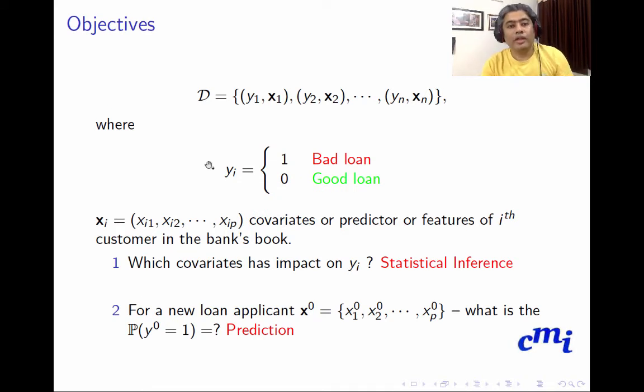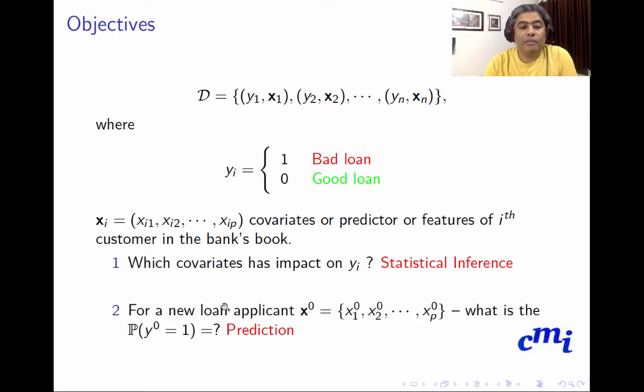Now, given the data, given the definition of y and the feature matrix or feature space, there are two kinds of problems that we typically try to address. One is which covariates have an impact on yi, or which covariates have an impact on whether the loan will be a bad loan or a good loan. This problem is typically known as the statistical inference problem.